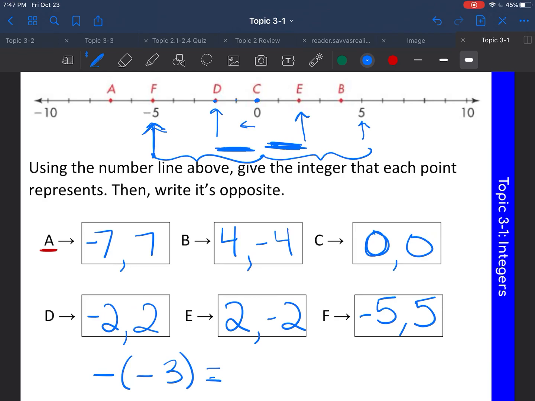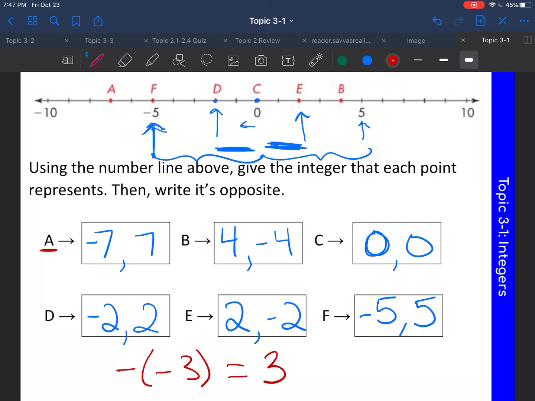Well, I'll let you in on a little secret. If you have two negatives next to each other, remember this parenthesis, we learned before that a parenthesis next to anything is like you're multiplying it. So basically we're multiplying these two negatives. When you multiply two negatives, they cancel out and they become a positive. So -(-3), so I'll rewrite this. -(-3) is equal to +3. Those are the same exact thing.